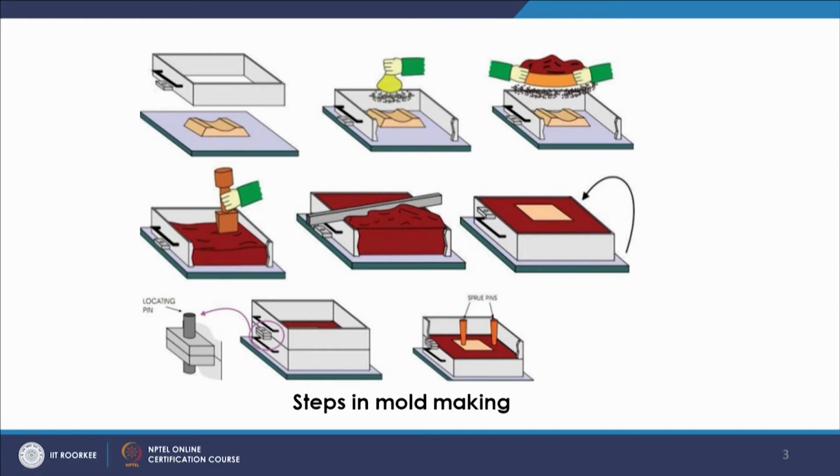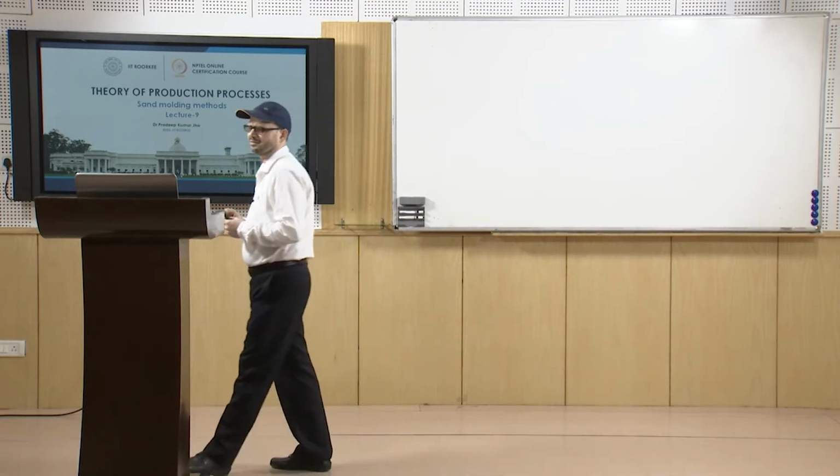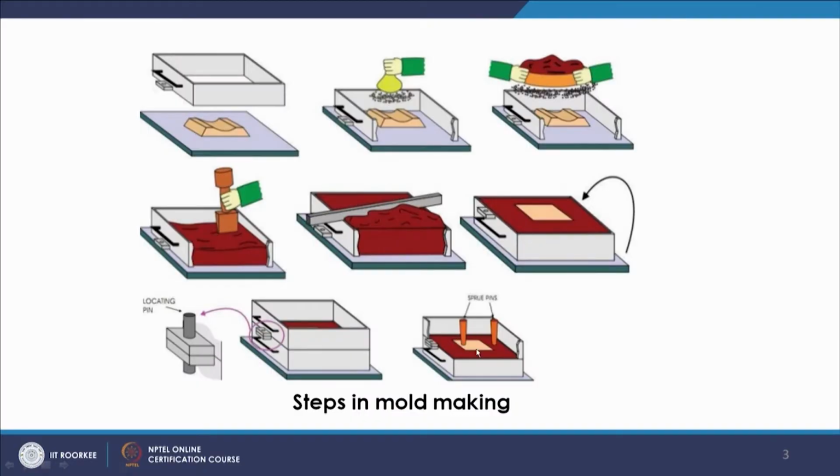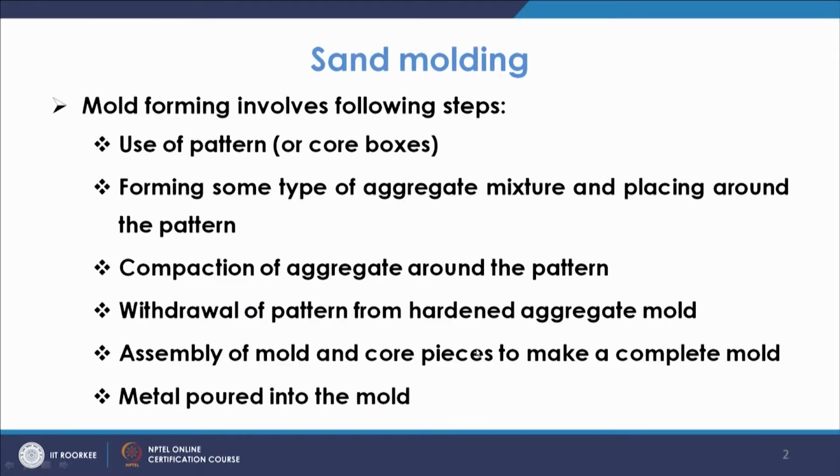You will have the runner and riser cut, or you may have them as part of the pattern itself, and then the metal will be melted. That is what we discussed, that you are doing all this, and finally you are pouring the molten metal into the mold.